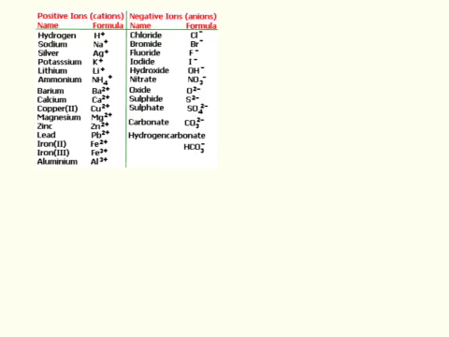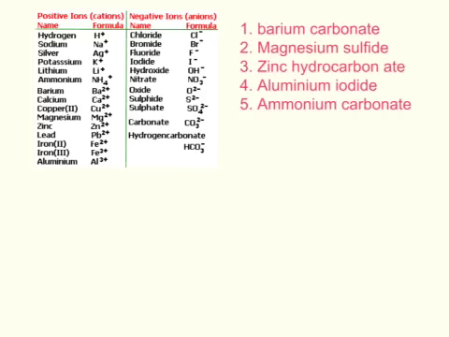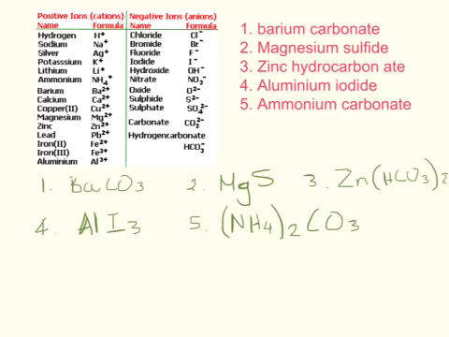All right, I'm going to give you guys a few examples, and you can pause it and work it out yourselves, see if you're understanding this. All right, so your examples are barium carbonate, magnesium sulfide, zinc hydrocarbonate. Forget that little gap there, I made a mistake. Aluminium iodide and ammonium carbonate. Pause it here and have a go on a piece of paper, and the answers will pop up once you press play.